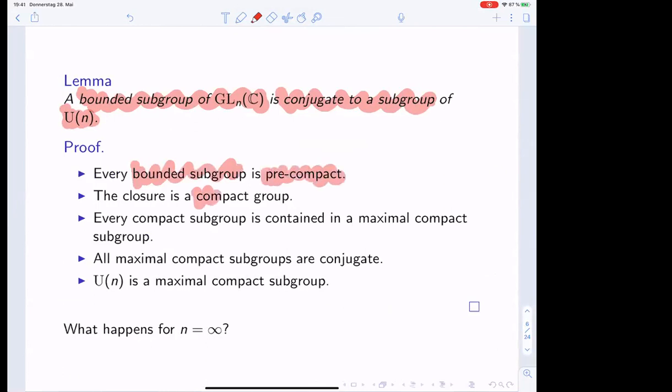And the closure is a compact group, hence every compact group is contained in a maximal compact subgroup. And all the maximal compact subgroups are conjugate, and U_n is one of them. So that means that every bounded subgroup can be conjugated into U_n. That's exactly a positive answer to the question that we were asking in finite dimensions.